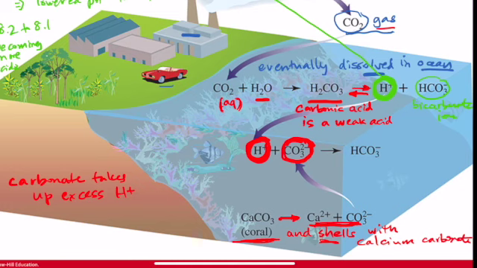So the shells of marine life and the skeletons, the basis, the foundations of coral reefs are dissolving because of all this excess hydrogen that we've added to the ocean from the carbon dioxide that we've added from our processes of electricity and transportation and factories that make stuff.